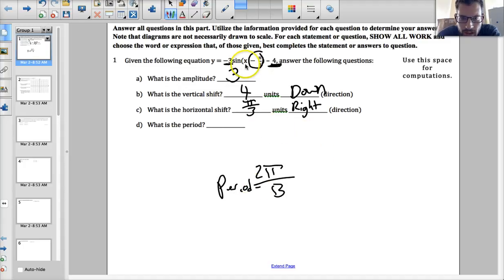And my frequency, my b, is actually 1. So that's going to be 2 pi over 1 because nothing is given there. So my period is just going to be 2 pi because my b was 1.